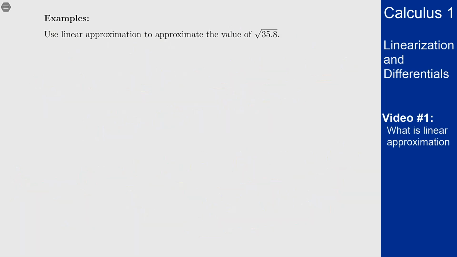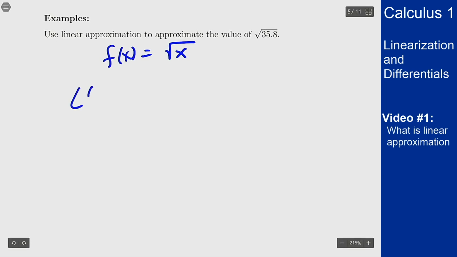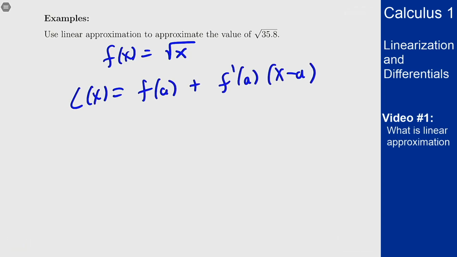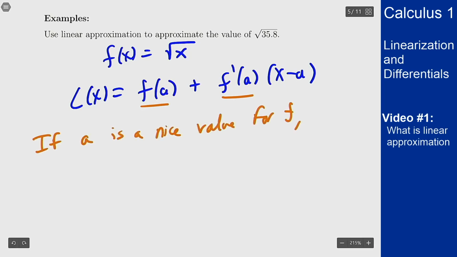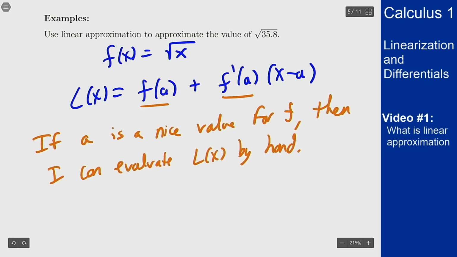I want to approximate the value of the square root of 35.8 using linear approximation. What's the benefit of linear approximation here? Well, f of x is going to be the square root of x. That's hard to compute by hand. L of x, on the other hand, is written as f at a plus f prime of a times x minus a. I'm evaluating both f and f prime at the point a. So if a is a nice value for this function f, then I can evaluate this by hand. And then to follow up, if x is close to a, then L and f are about the same, and I get an approximation to this number.